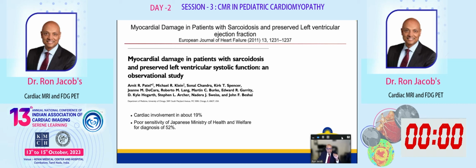This paper suggested that even with preserved LV function and patients with established sarcoidosis, cardiac involvement was present in about 19%. So a normal EF, as in this patient, doesn't really exclude cardiac involvement with sarcoidosis, meaning a normal echo with normal EF may not really answer your question. The inner third of the myocardium is what preserves your left ventricular ejection fraction. And in this paper, the sensitivity of the Japanese World Health Ministry criteria wasn't very robust.